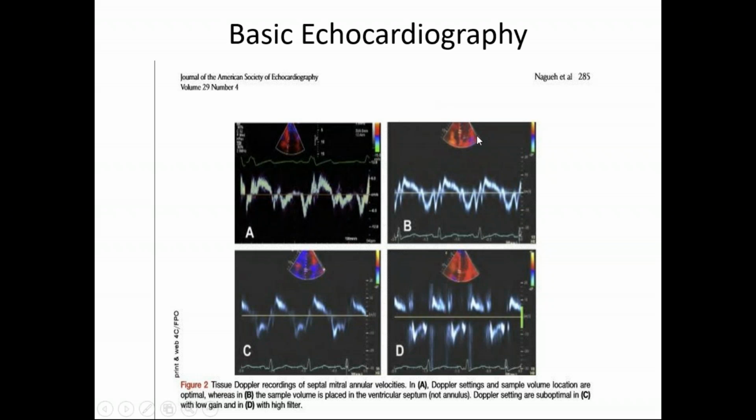Another mistake some people make is putting the cursor on the ventricular septum. So you can see you can change the velocity, but we're not looking at the ventricular septum. We don't want the ventricular septal velocity. We want the mitral annular velocity. And you can see how the velocity changes. You get much larger velocities, so you won't be able to make the correct assessment.